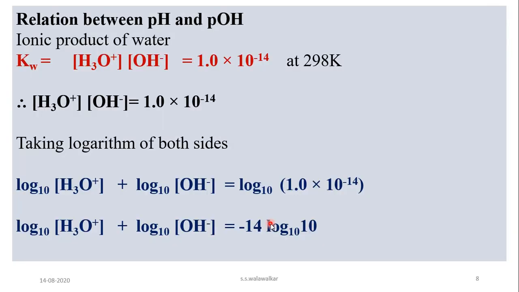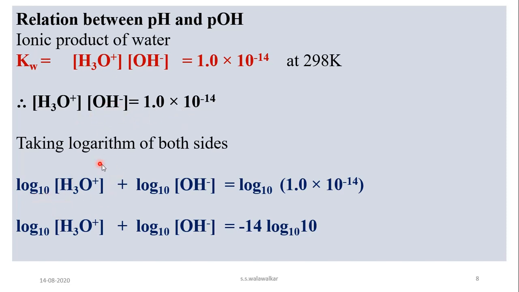The relation between pH and pOH. Now in last video we have studied the ionic product of water, and we have derived an expression for ionic product of water, and according to that Kw is equal to molar concentration of hydrogen ion into molar concentration of OH ion is equal to 1 into 10 raised to minus 14 at how much temperature? 298 Kelvin. Therefore, molar concentration of hydrogen ion into molar concentration of hydroxyl ion is equal to how much? 1 into 10 raised to minus 14. Now, if you take logarithm of both these sides, then you will get what?